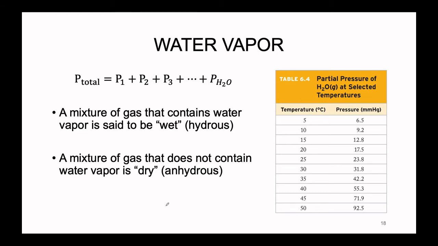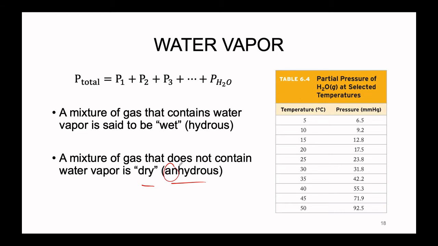All right, this can come in handy when considering that our mixtures are oftentimes not totally pure, because gases can be very difficult to work with. There is always, for instance, water in our atmosphere as well. It may not be as abundant as the nitrogen, the oxygen, the carbon dioxide, but it is there. So a mixture of gases that contains water is said to be wet or hydrous, and a mixture that is devoid of all of the water vapor is said to be dry or anhydrous, which literally means without water.